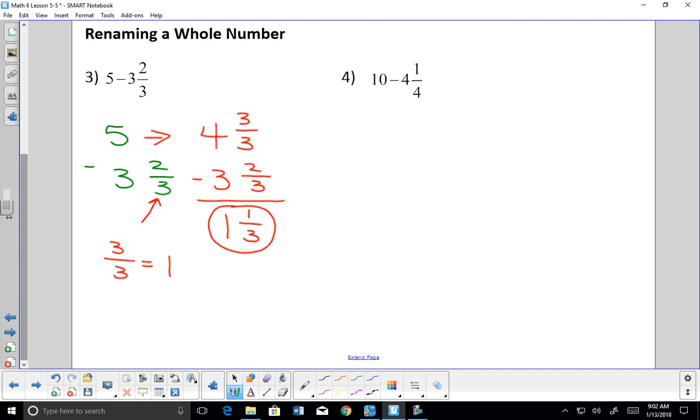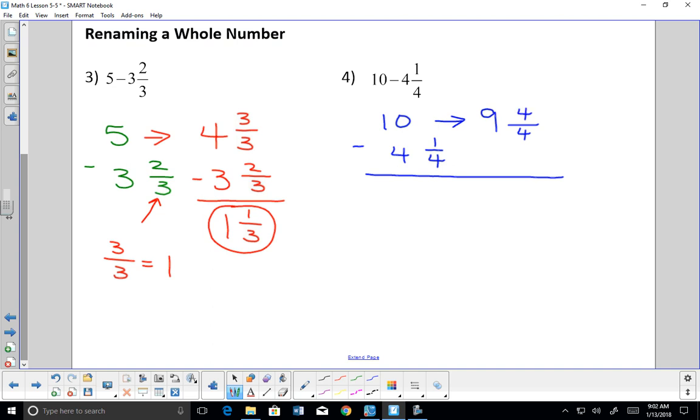10 minus 4 and 1/4. Again, I can't take 1/4 from 0. And you can't just bring the 1/4 down and ignore the fact that there's nothing to subtract it from. So we have to rename the 10. If I borrow a 1, it becomes a 9. The fractional part I want has to have the same denominator as the problem on the bottom. So I'm going to borrow, and I get 4/4. So 10, you can rewrite 10 as 9 and 4/4.